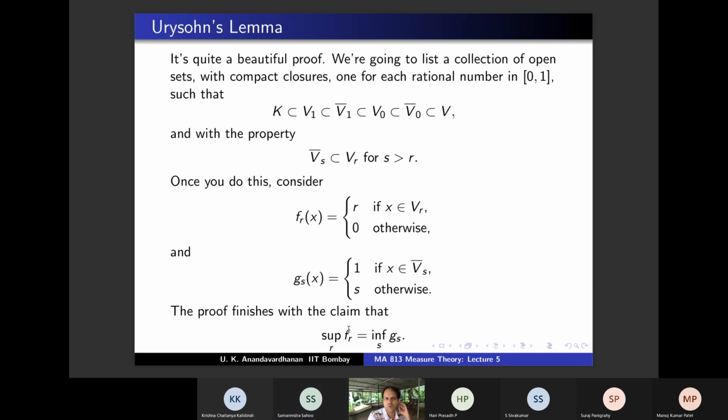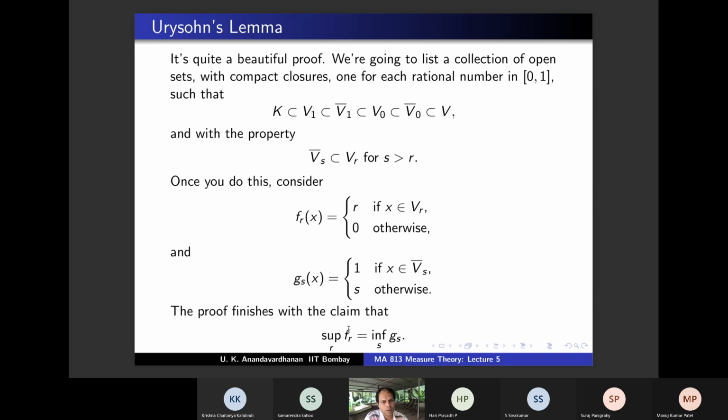Because GS is non-zero. GS is always non-zero, right? Except for s equal to 0. Yes, G0 is the characteristic function of V0 closure.